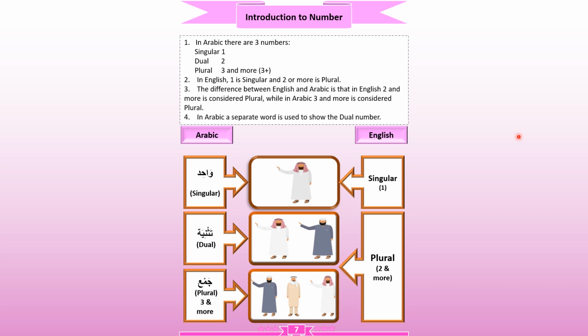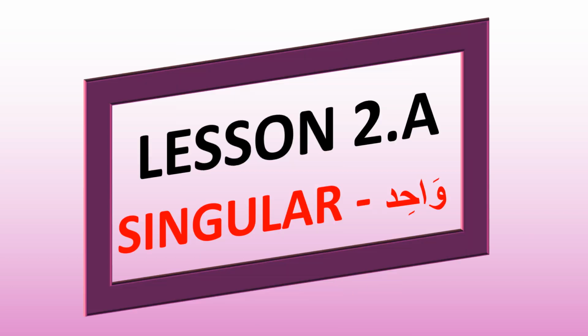Now let's look at this particular example here. We have one man. We say it's wahid, singular, because it's one in English and Arabic. If it's two, in English it's already plural because in English 2 and more is plural. So 3 also will become plural. But in Arabic on the left hand side, 2 is tathniya, dual, and 3 and more, 3 plus, will become jam or plural. That's the difference. Now under lesson 2, we have lesson 2a singular, lesson 2b will be the dual, and lesson 2c will be the plural. So let's look at the singular concept and take some examples of lesson 2a.